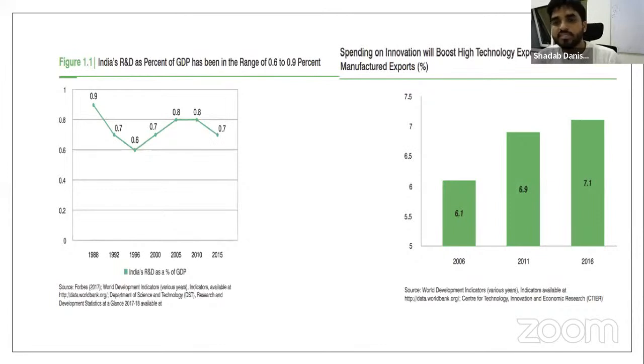One working paper report by CSIR says that spending on innovation will boost high technology exports as a share of manufactured exports. So as spending on innovation increased in 2006, 2011, 2016, you see that high technology exports also increased, and there is a huge margin in that. If high technology export is happening, it means the economy is getting more mature. It is not only spending on consumption goods, but also exporting high technology.